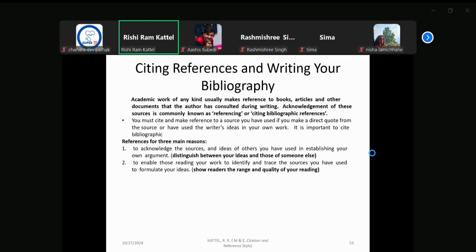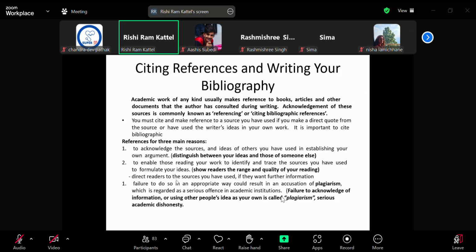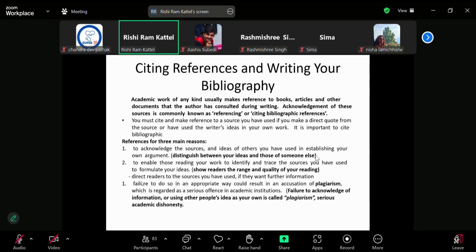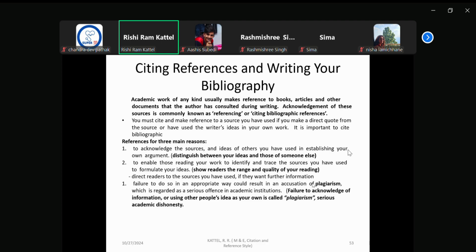So a reader can see the range and quality of your reading, and be directed to the sources you have used if they want further information. Failure to do so in an appropriate way may result in a question of plagiarism. Plagiarism is regarded as a serious offense in academic institutions. Failure to acknowledge the information or using other people's ideas as your own is called plagiarism, serious academic dishonesty. So you have to check plagiarism also, very important.